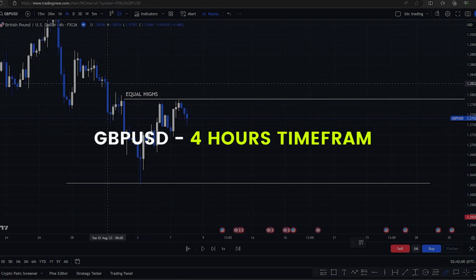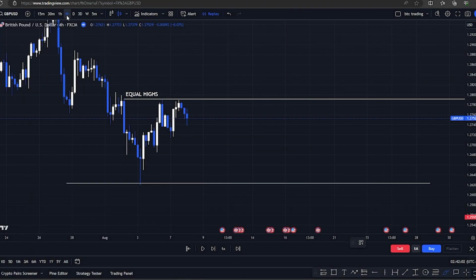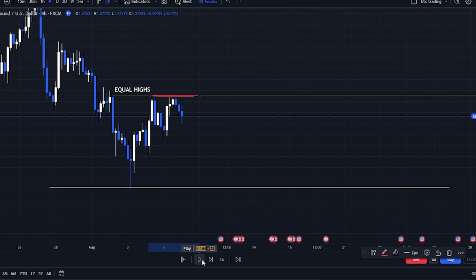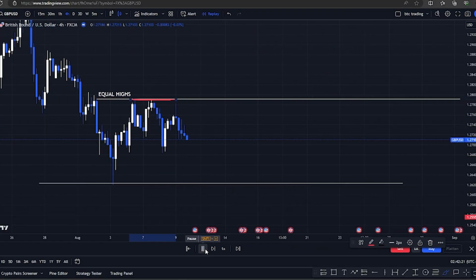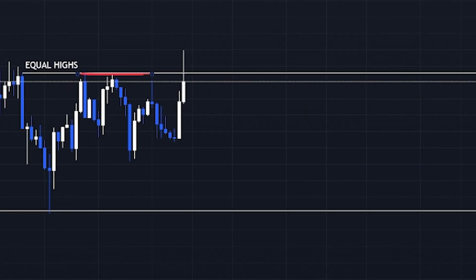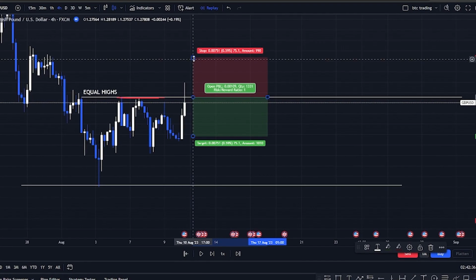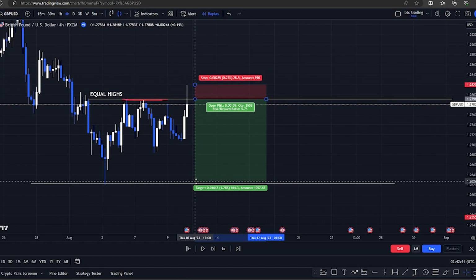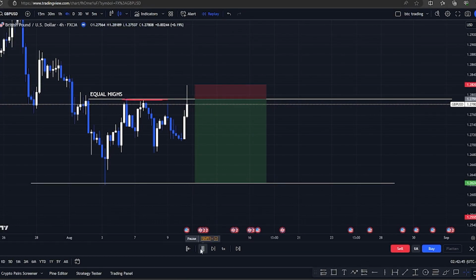So here you can see on the GBPUSD chart on the 4 hour time frame we have created equal highs. Let's see what price does after taking these highs. So here as you can see, it has taken the equal highs on the 4 hour. Now according to the plan, we must place a short here with a stop loss right above here and target these lows. So let's see what happens.